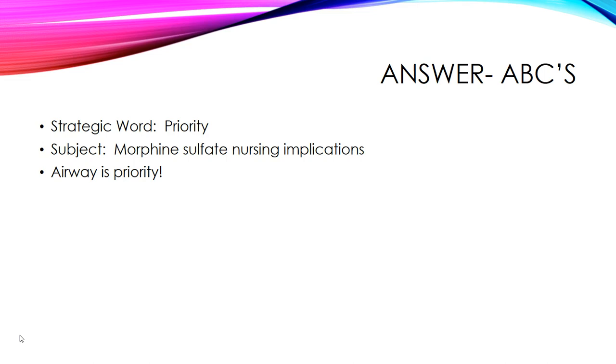And the technique we're using here is our ABCs. Our subject is morphine sulfate implications, possible adverse effects. You're looking at adverse effects of morphine and which one is the most important to address. And again, airway is your priority in this case. While all of the answers should be part of your nursing care plan, addressing the airway is top priority.